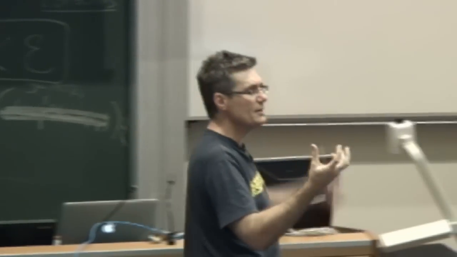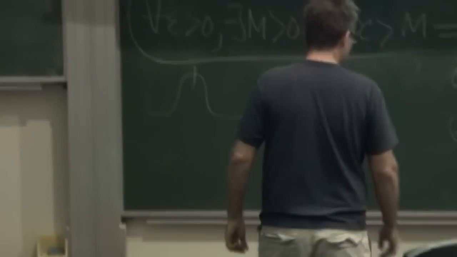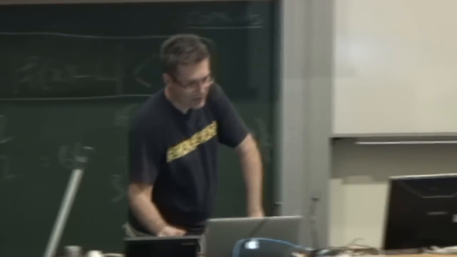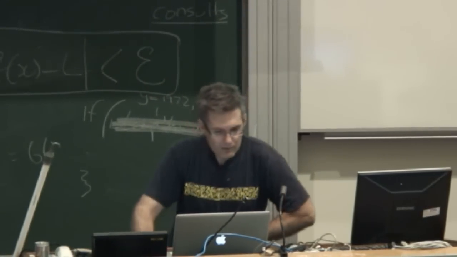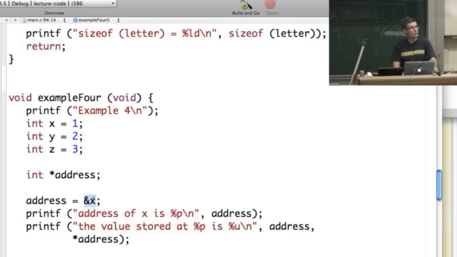When in my program I'm using the word X, it knows that X is a memory cell somewhere. And when I talk about X, it thinks I want to know what's stored in that memory cell. But I could also ask C to tell me the address of that memory cell, where that memory cell actually is in memory. And to find the address of a cell, you put an ampersand in front of it. So ampersand X will tell me the address inside the computer's memory that it's using to store X. And it's computing that value and storing it in address.